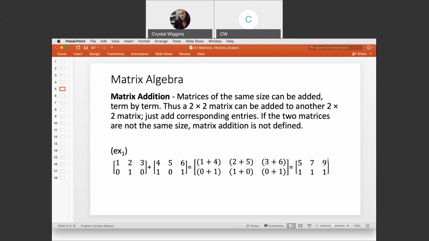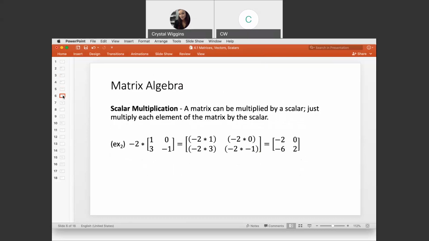So matrix addition or subtraction, because subtraction is just adding a negative, both require picking matrices that are exactly the same size. Otherwise, the operation is undefined. If you are trying to add a 2 by 3 with a 4 by 8, you would just say undefined, because those cannot be added together.